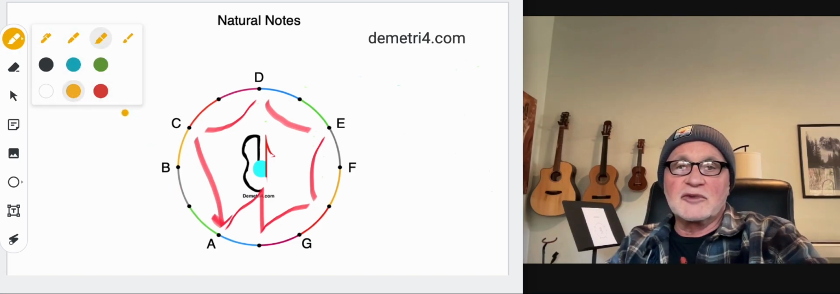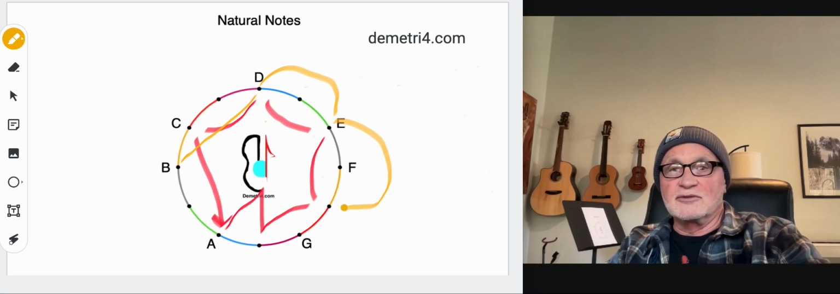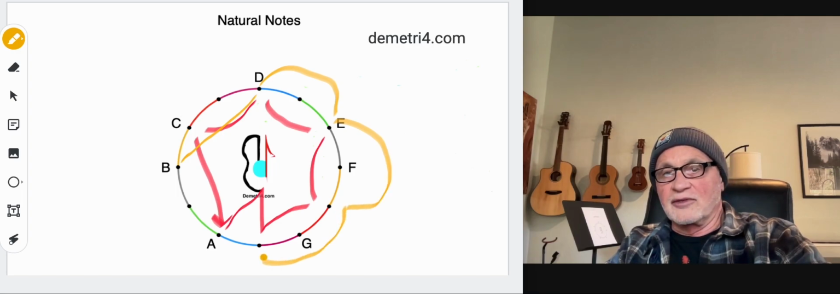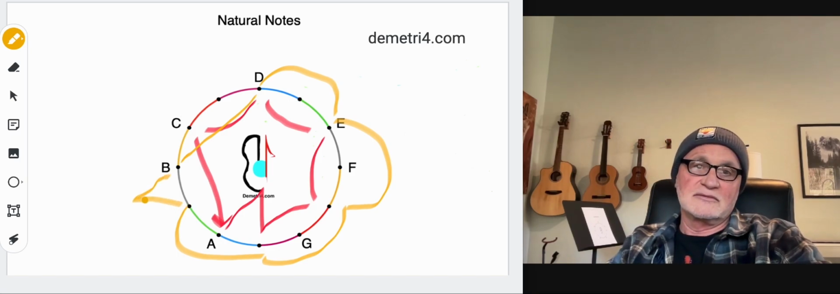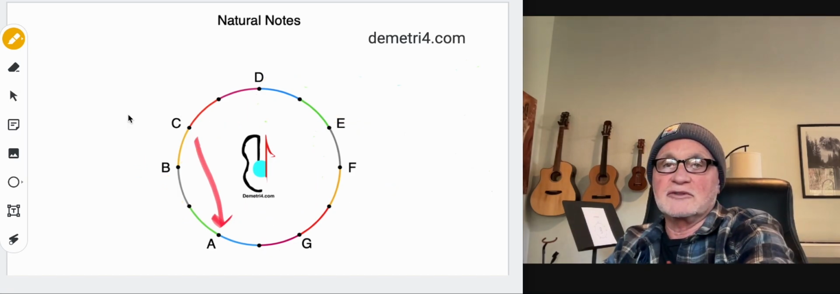So again, this is going to get messy. So we're going from D to B. 1, 2, 3, 4 whole steps and a half step. So those are both major sixth intervals. Let's see if we can find a minor one here.